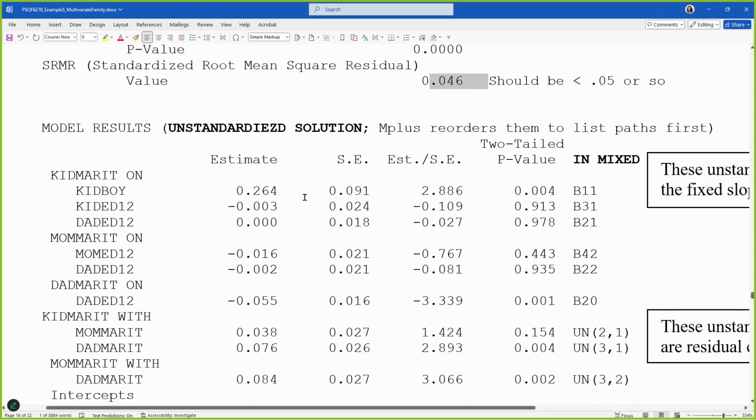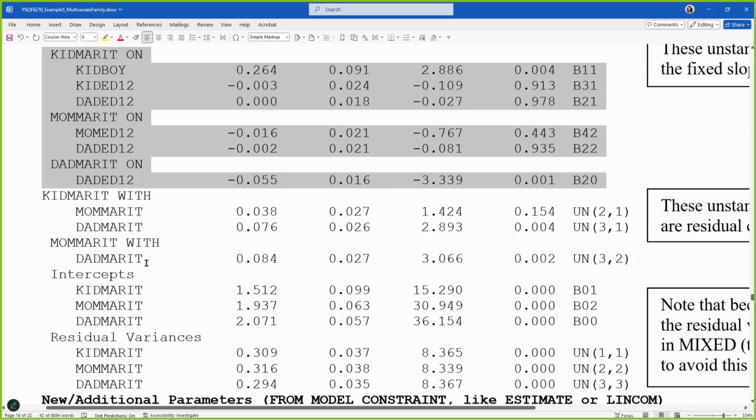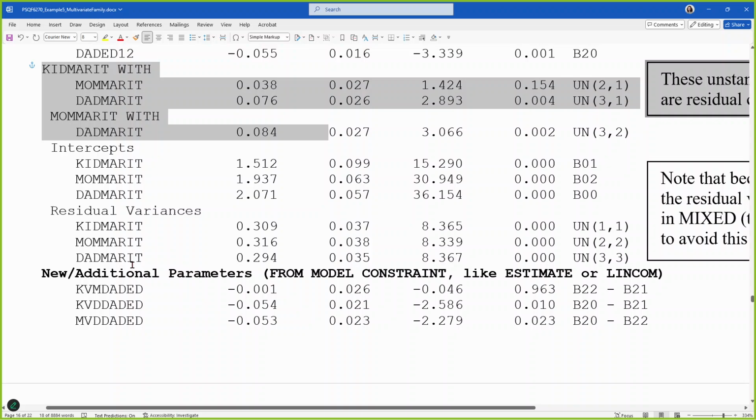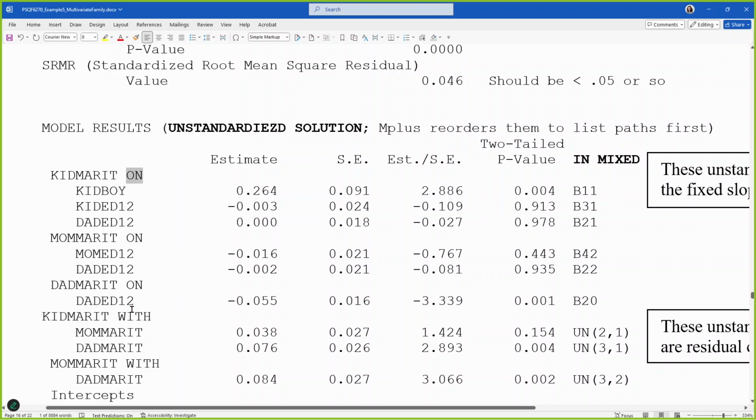Then the output is structured similarly, but it does an ordering that it decided on. So slopes first, covariances second, and then intercepts and variances last. And that's why the ONs are with versus are WITH, and that's how we can tell our difference. If it's an ON, it's a directed slope. If it's a WITH, it's an undirected covariance.